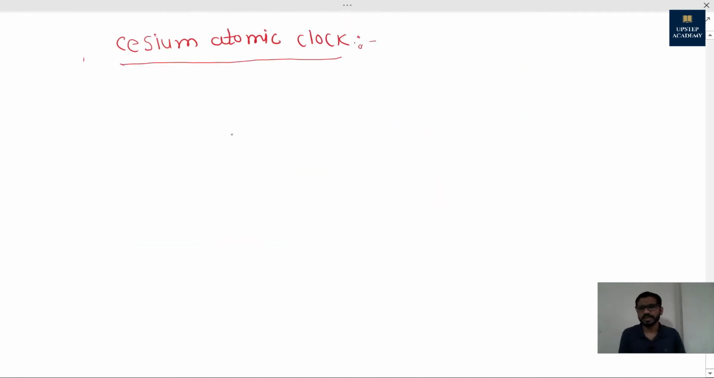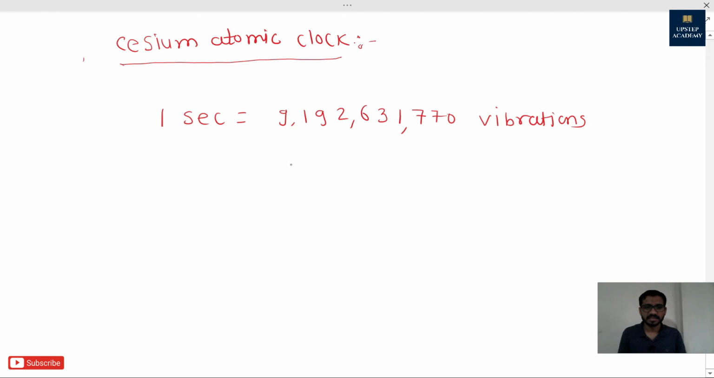Let me tell you about the cesium atomic clock. For measurement of time, a new precise technique has been developed, and in that method the cesium atomic clock is used. It is based on periodic vibration produced in the cesium atom. 1 second is the time equal to 9,192,631,770 vibrations of radiations emitted during transition of hyperfine states of the cesium 133 atom. So that is the new definition based on the cesium atomic clock.